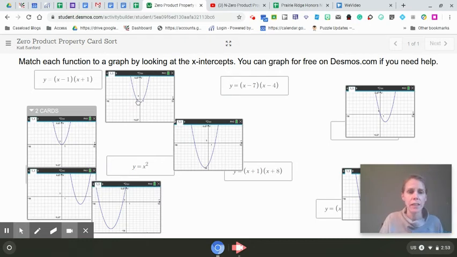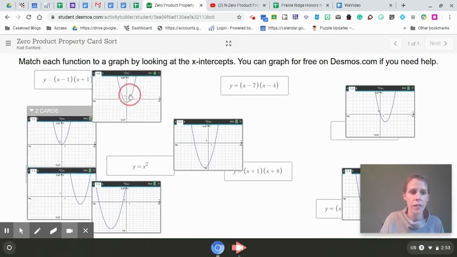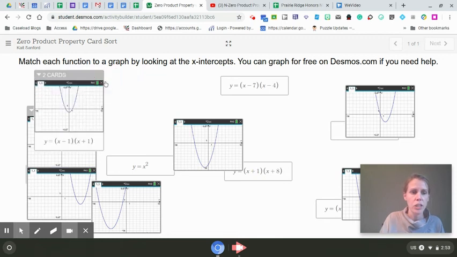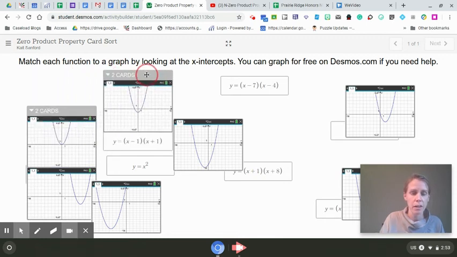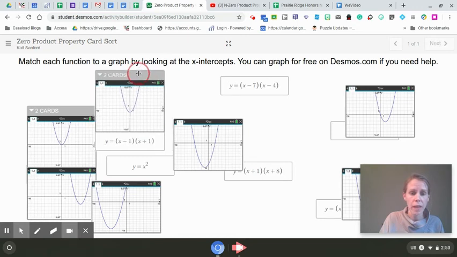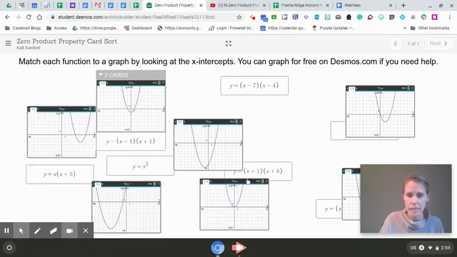So once I find the graph that works, I'm just going to hover that over the right equation, and now those are matched together. So that's your goal. You want to try to find matches. I'm going to try to find one more. I've accidentally linked those, and I did not mean to.